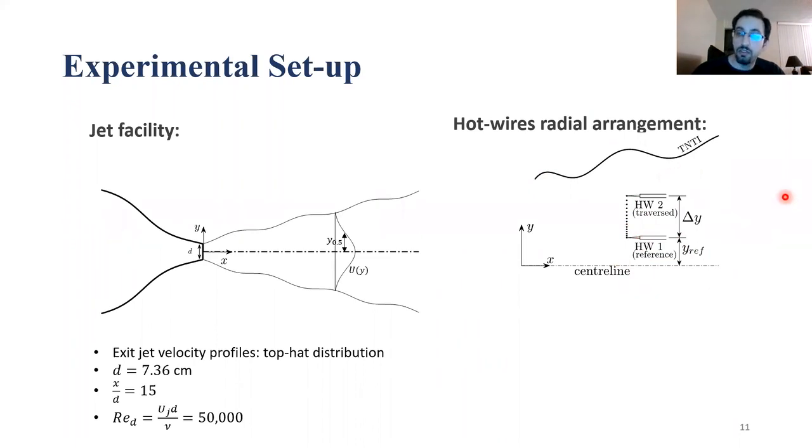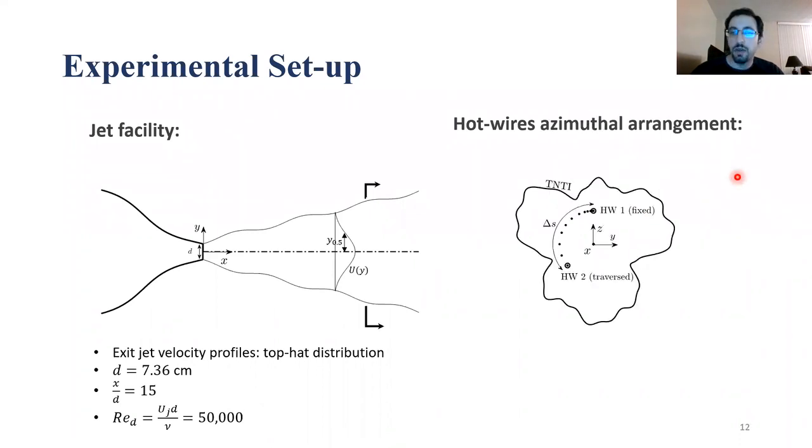So in the first arrangement, the separation between the fixed hot wire and the traversing hot wire is in the radial direction. But in the second one, which is an azimuthal arrangement, if we look at the cross section of the jet, we can see something like this. The first hot wire is fixed, and a second hot wire is traversed on the perimeter of a circle at various locations.